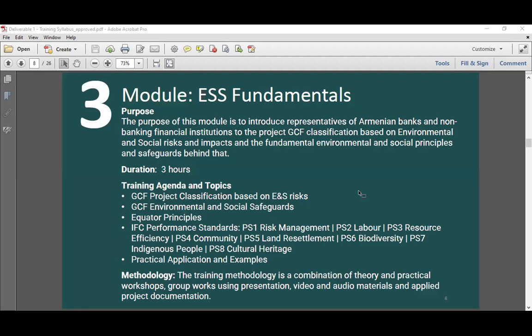We'll go deep into the business, starting from the third module, where our trainers will introduce to you the ESS fundamentals. During this particular session, we'll discuss project classification issues based on ES risks, the overview of GCF environmental and social safeguards, IFC performance standards. Some of you know them already, and practical application and examples. In order to increase the efficiency of the trainings, to benefit as much as possible from the practical exercises, we pay specific attention to this as a learning instrument for you.